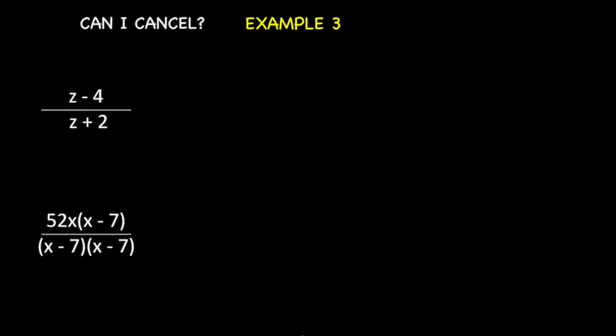Top expression, we have a minus sign. We have a plus sign. That means all of these entities are terms, not factors. We cannot simplify. On the bottom, we have multiplication signs. We have factors. We do have a minus sign, but it is within parentheses. We can rewrite this if we consider each of these x minus 7s as a capital D.